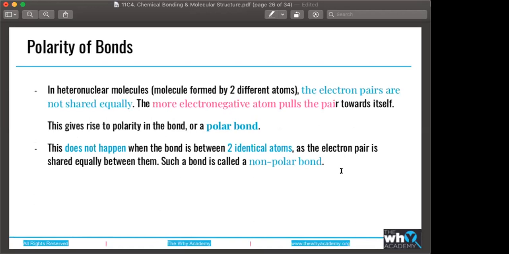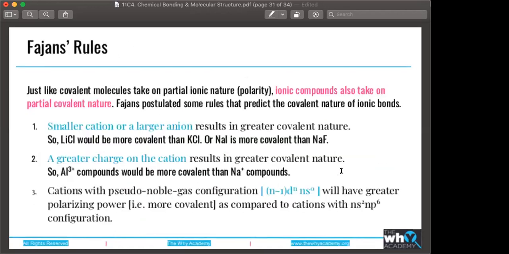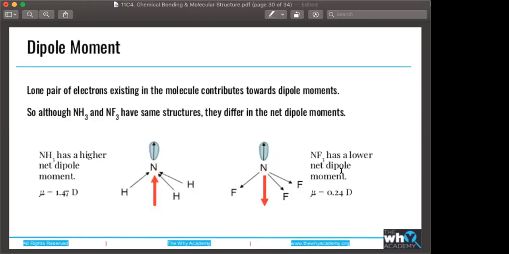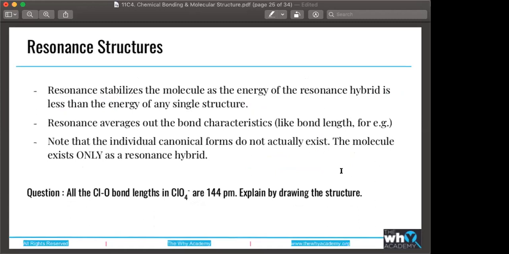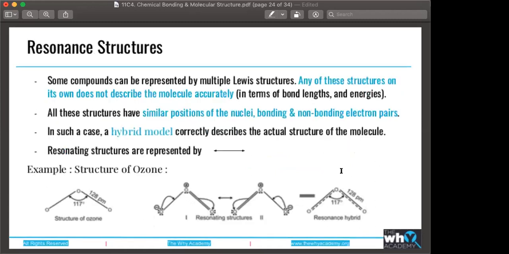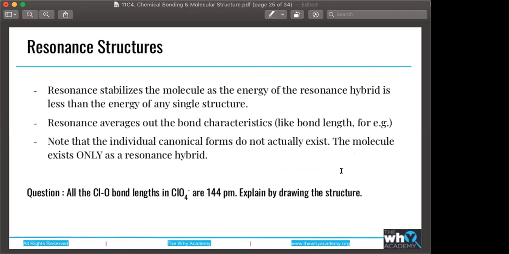Okay. So now we have polarity of bonds. After polarity and dipole moment, VSEPR is coming. All right. How's it going so far? Did you understand up to resonance?